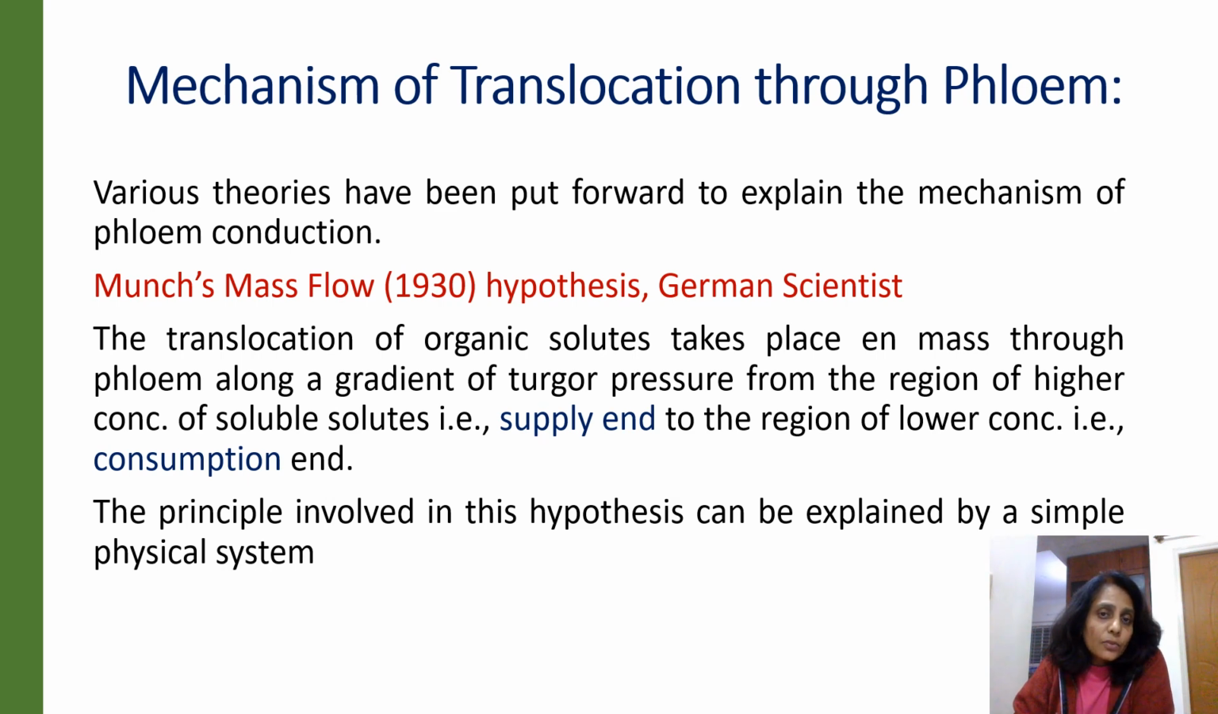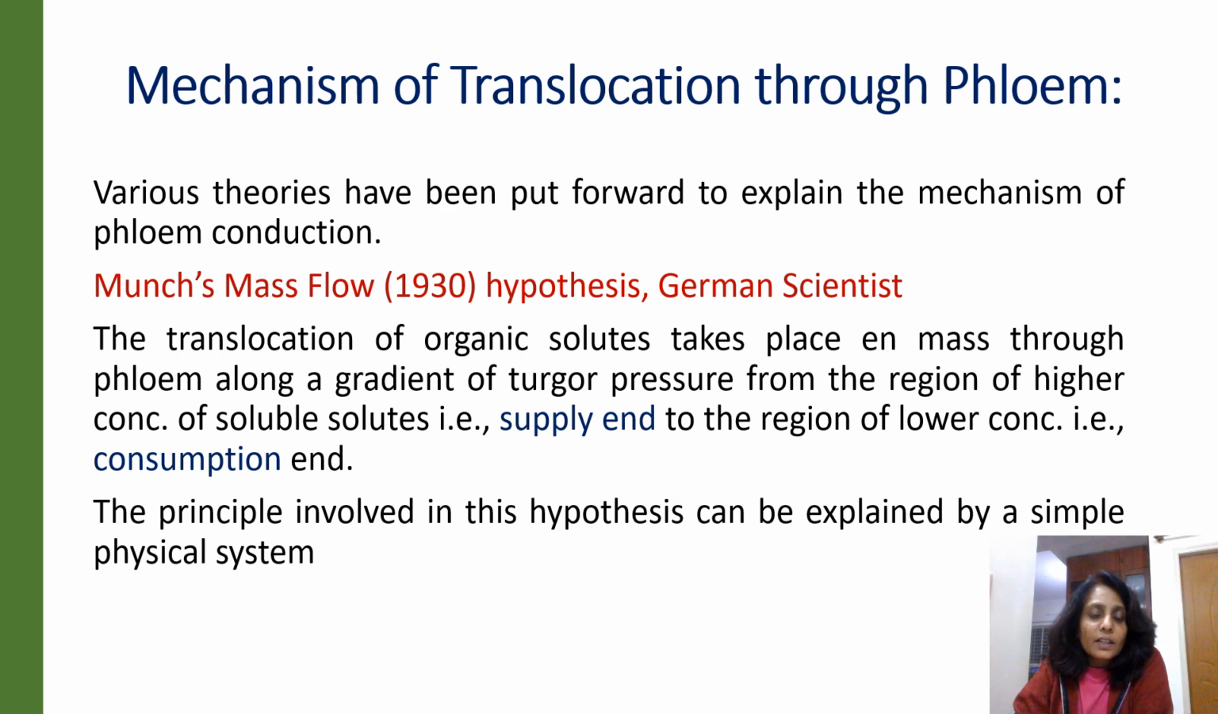The mechanism of translocation through phloem is well explained by the pressure flow hypothesis, or the Munch mass flow hypothesis, proposed by a German scientist named Munch in the year 1930. According to Munch, the translocation of organic solutes takes place en masse through phloem along a turgor pressure gradient, that is, from a region of higher turgor pressure to a region of lower turgor pressure, that is, from the supply end to the consumption end.